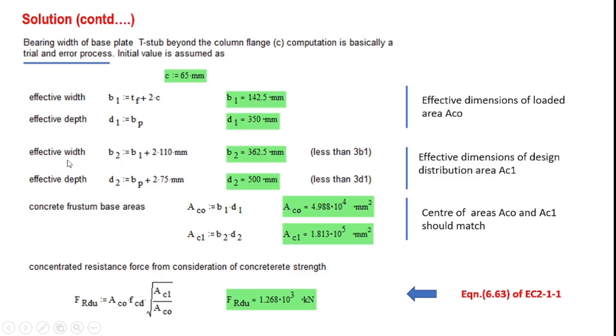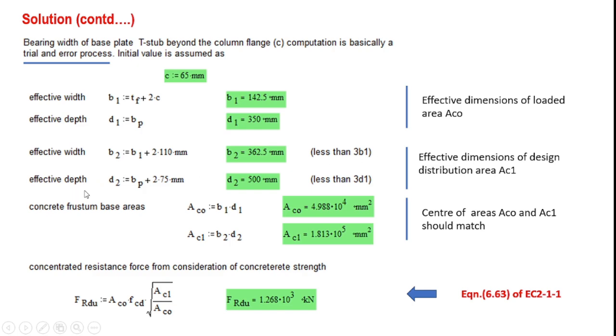Now for the computation of the effective width B2 and D2, we need to think over how much the pedestal is extended beyond the edge of the base plate. So in this case, we can say that B2 can be computed as B1 plus 2 into 110 mm. Remember, this 110 mm is the 35 mm portion of the base plate and the offset 75 mm. Accordingly, we compute B2 as 362.5 mm, and this is obviously less than 3B1.